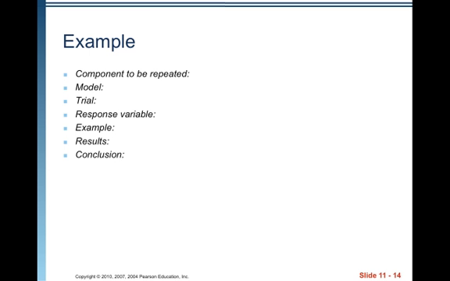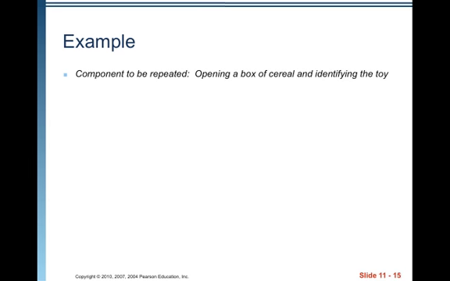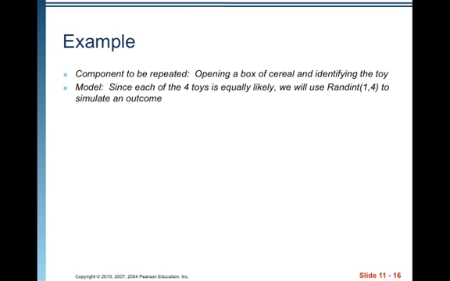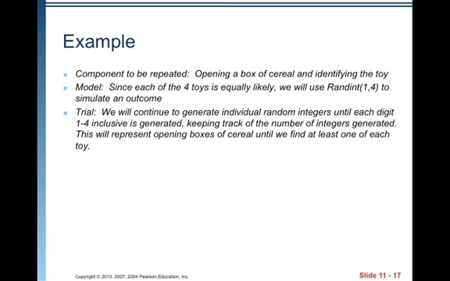All right, so here we've got the steps that we need to do, with little reminders of each step. The component to be repeated is opening a box of cereal and identifying the toy. If we were actually doing this in reality, that's what we would be doing. Okay, so here's our model. Since each of the four toys is equally likely, we will use random integer 1 through 4 to simulate an outcome. 1 will represent toy 1, 2 will represent toy 2, 3 will represent toy 3, and 4 will represent toy 4.